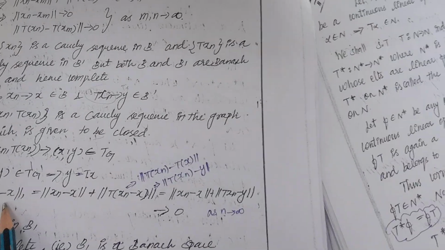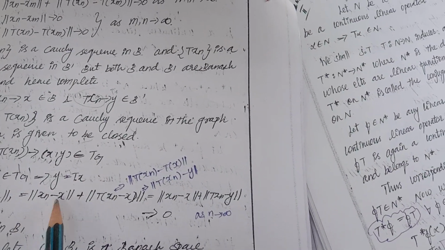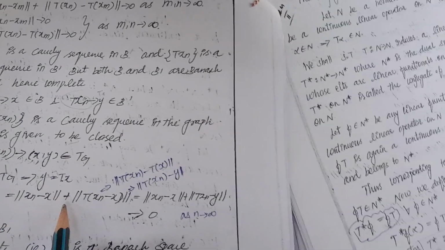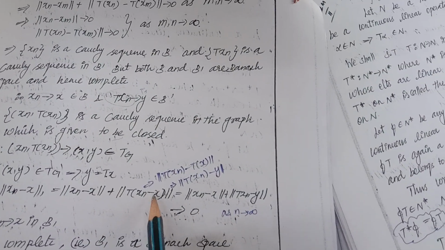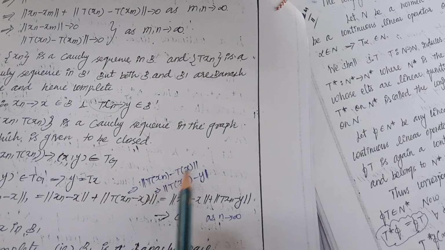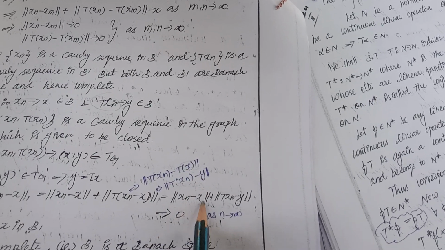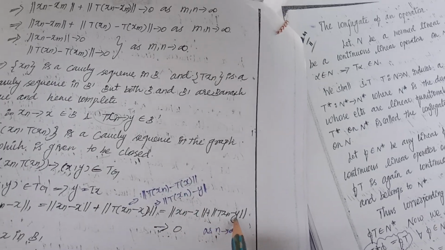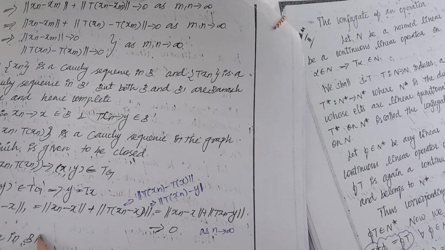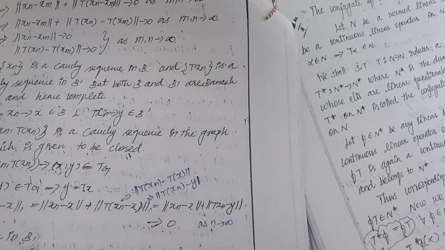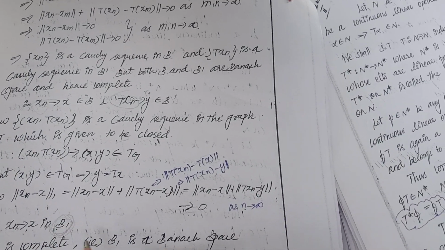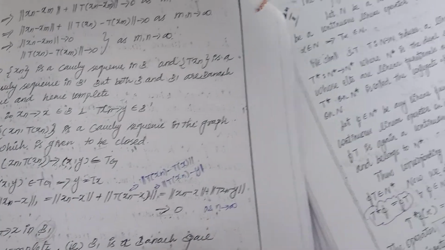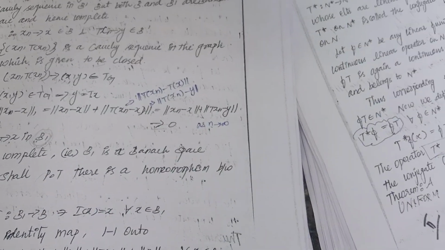So the new norm of Xn minus x, that is norm of Xn minus x in B1, equals norm of Xn minus x plus norm of T of Xn minus T of x, where T of x is y. So norm Xn minus x plus norm T of Xn minus y tends to 0 as n tends to infinity. So Xn tends to x in B1, hence B1 is complete. So B1 is a Banach space.